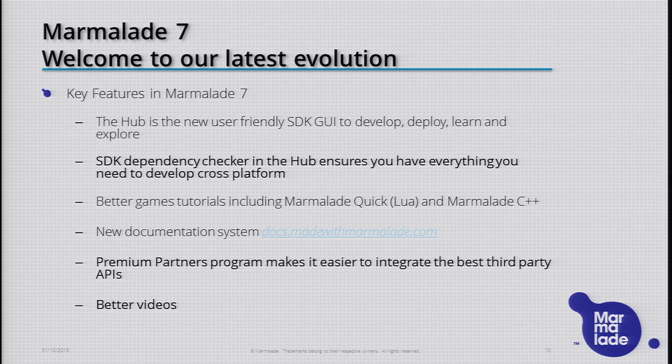Within that, we have the SDK dependency checker within the Hub, and that's trying to address a problem where we're all about cross-platform. We're trying to hit so many different targets, different platforms, different combinations, and it is hard. It's a difficult thing to get right. What we're trying to do with the dependency checker is show everything that you need to do to get ready to go cross-platform. So that's what it's about.